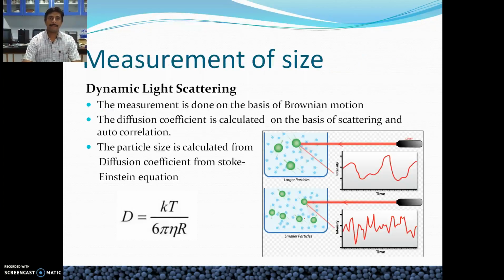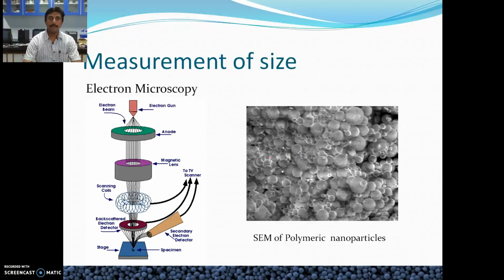In the dynamic light scattering method, the measurement is done on the basis of Brownian motion. The diffusion coefficient is calculated on the basis of scattering and autocorrelation. You can see that in this curve there are broad peaks, which can be correlated to large particles, while this one has sharp peaks, which can be correlated to small particles. The particle size is calculated from the diffusion coefficient using the Stokes-Einstein equation, that is D is equal to kT divided by 6 pi eta R.